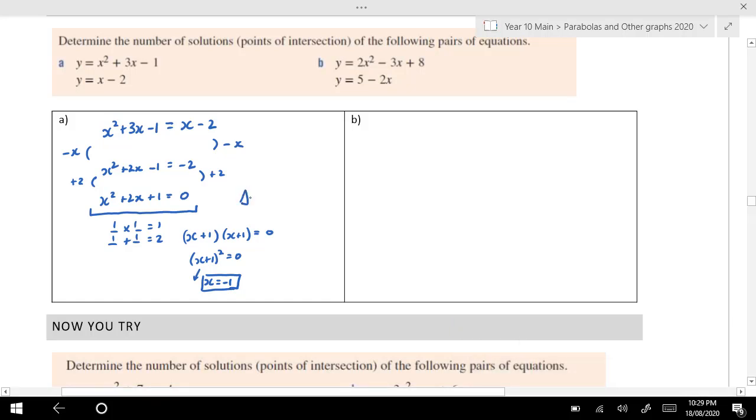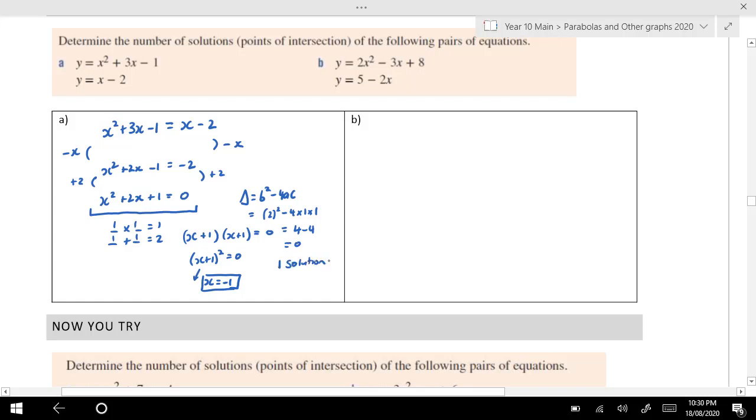The discriminant is equal to b squared minus 4ac. And b squared is 2 squared, minus 4 times 1 times 1, which is 4 take away 4, which of course is 0. So that's how I get one solution.